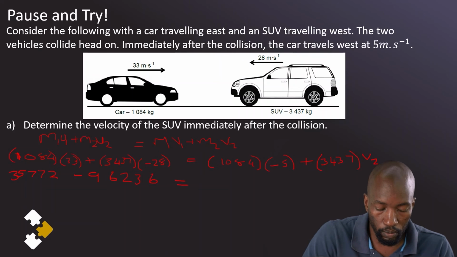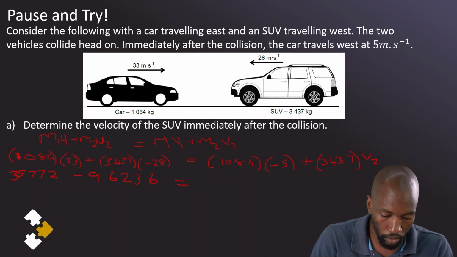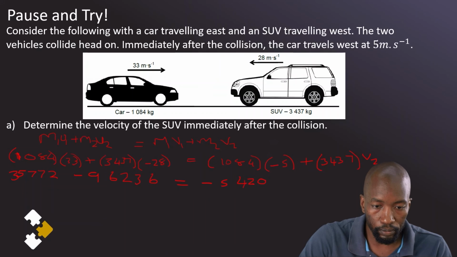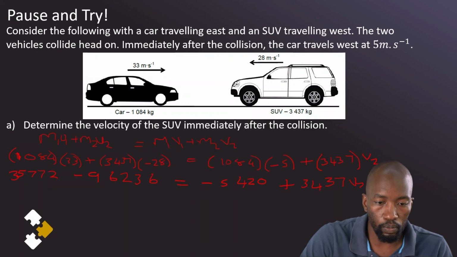And this is equal to, let's check that on our calculator, 1084 times 5, and that is minus 5420 plus 3437 V2. And let's solve that there.